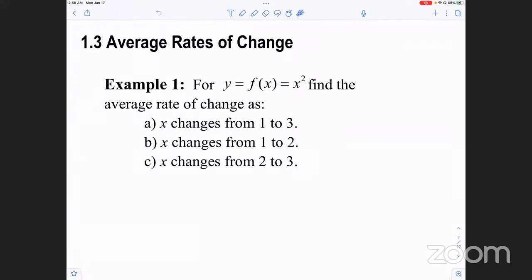So in this example, for y equals x squared, find the average rate of change as x changes from 1 to 3, right? So we have two different x values. We could find two different corresponding y values. Again, average rate of change is essentially just the slope, right?